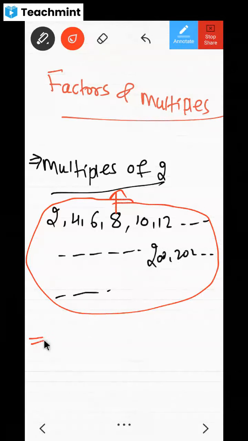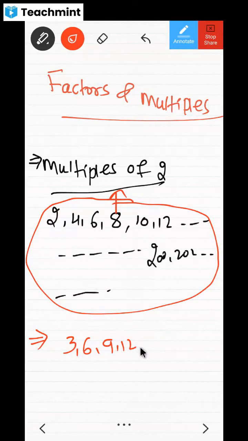Now, similarly, you can tell what these are? 3, 6, 9, 12, 15.